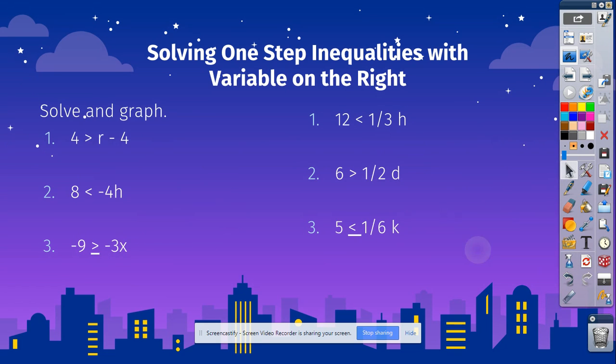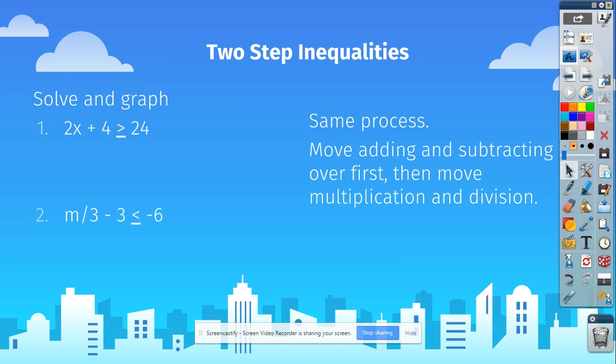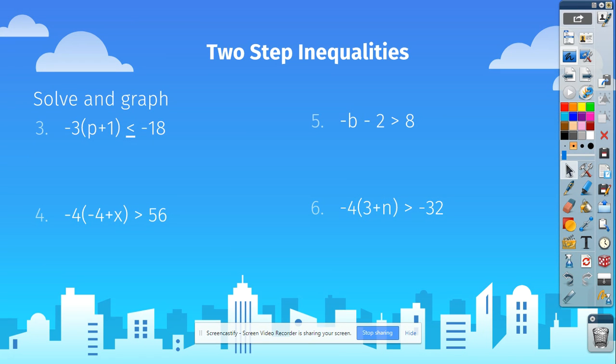Okay, now let's look at two-step inequalities. We did some of these in class. So let's go and look at number 5. What is the inverse operation of subtracting 2? That would be adding 2. Add 2 to both sides. Now, that is going to be negative b is greater than 10.